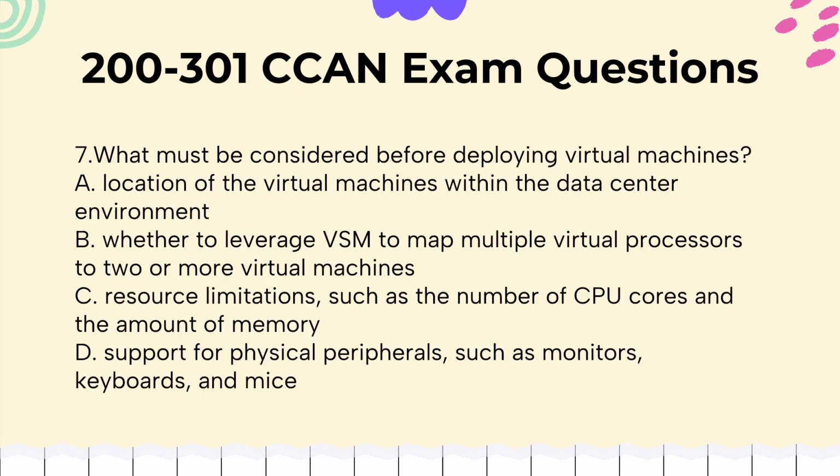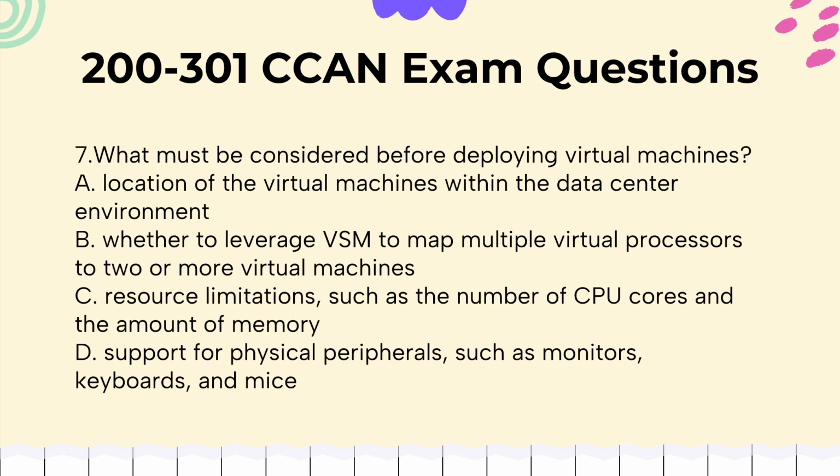7. What must be considered before deploying virtual machines? A. Location of the virtual machines within the data center environment. B. Whether to leverage VSM to map multiple virtual processors to two or more virtual machines. C. Resource limitations, such as the number of CPU cores and the amount of memory. D. Support for physical peripherals, such as monitors, keyboards, and mice.